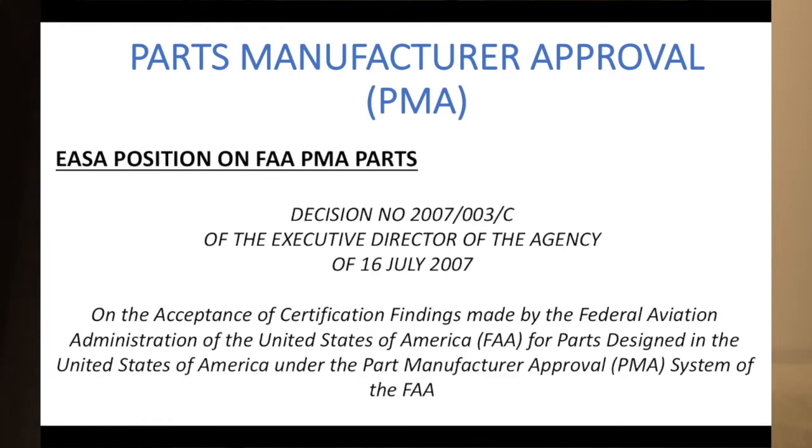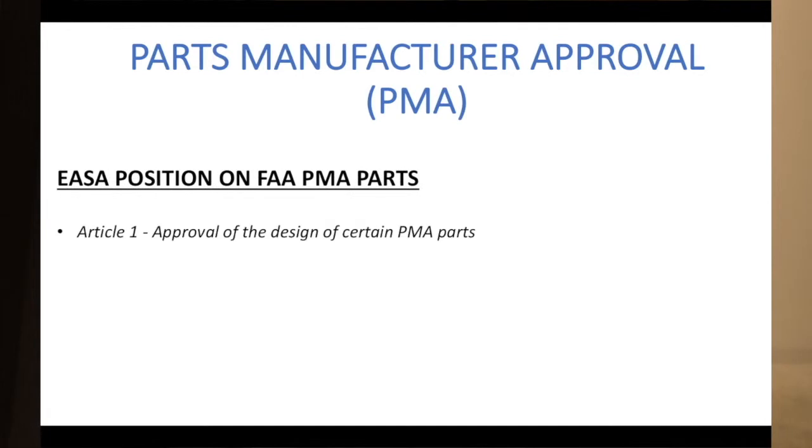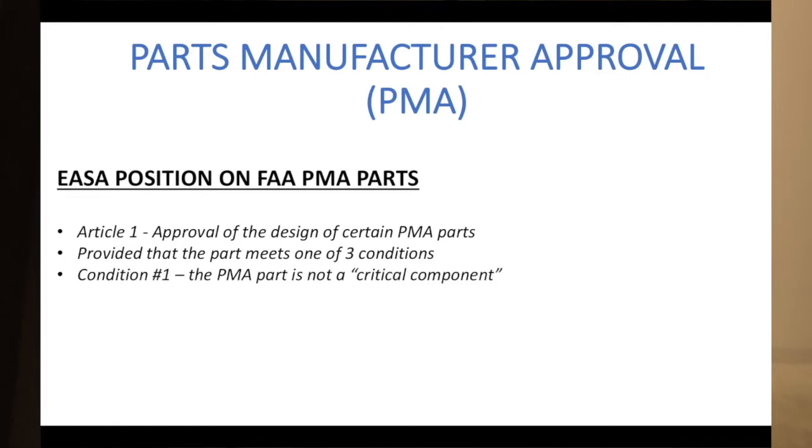Now let's talk about the EASA position on FAA PMA parts. Basically, the PMA holder must meet one of three criteria. The PMA part can be accepted provided that the part meets one of the three conditions. Condition number 1, the part is not a critical component. Or the PMA part holder must meet condition number 2: the PMA part conforms to design data obtained under a licensing agreement from the holder of the FAA design approval.